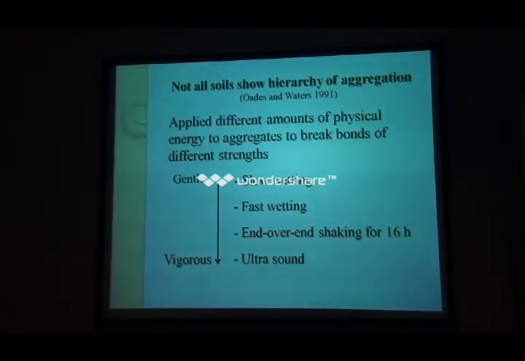And Malcolm and Angela showed that not all soils show this hierarchy of aggregation. So they looked at 3 different soil types, and they subjected them to different amounts of physical energy. Earlier than that, people had often used chemicals to break bonds, but Malcolm and Angela used energy. They subjected their soils to different amounts of physical energy, from gentle disturbance to vigorous disturbance, which was with ultrasound.